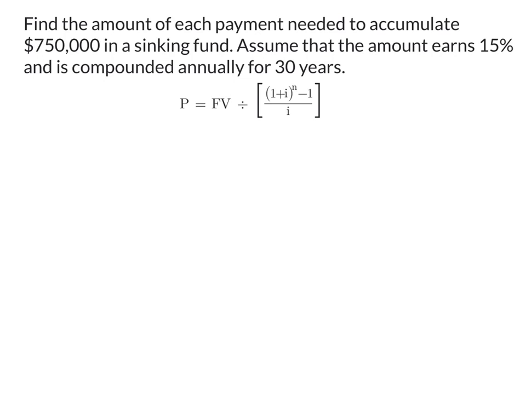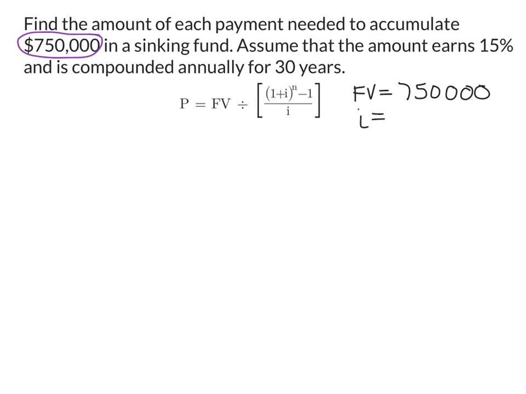So first we'll identify the values for FV, I, and N. So FV is the future value, or the amount needed in the future, and we want to get a value of $750,000. So our goal is after we deposit all of this money for 30 years, after 30 years, we want $750,000. So FV is $750,000.